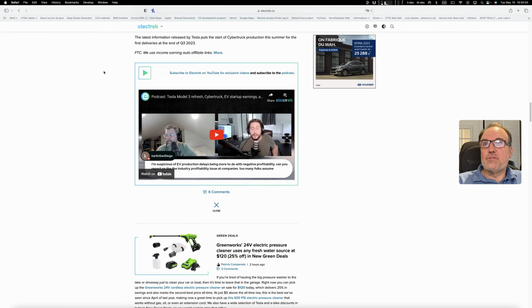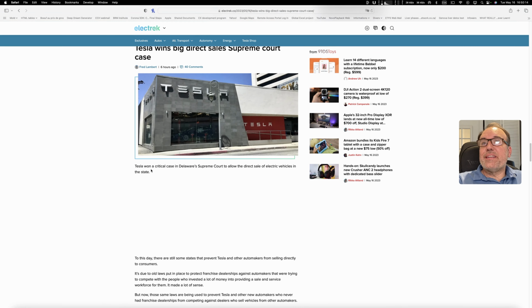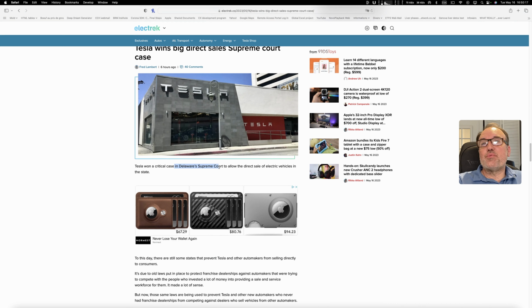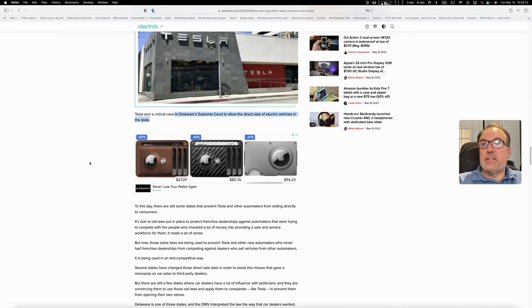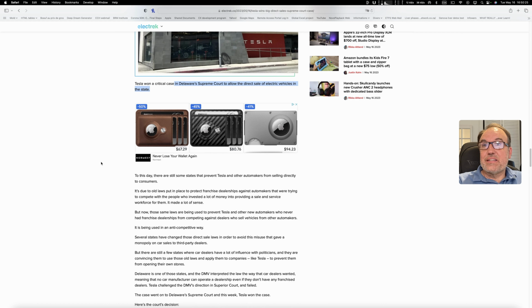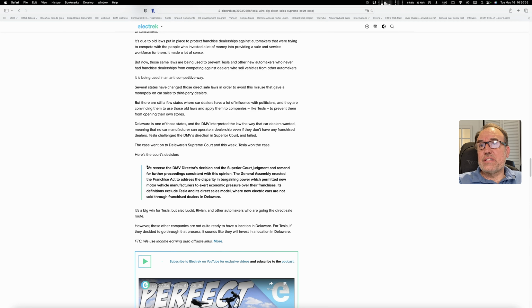So Tesla won a critical case in Delaware Supreme Court to allow the direct sale of electric vehicles in the state. I still have a hard time believing that they cannot sell cars in all of the states because of the dealership, franchise dealership laws. But here's the court decision.